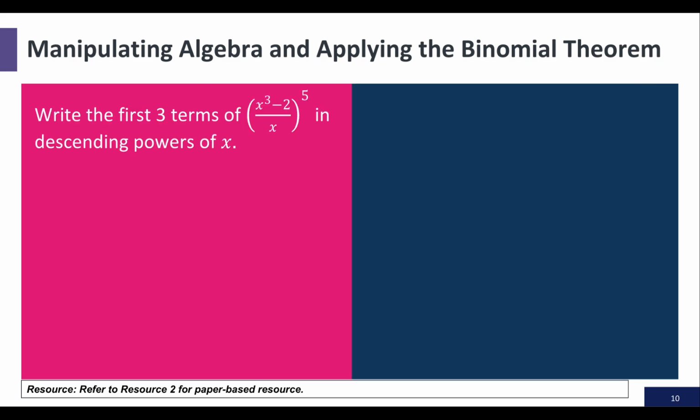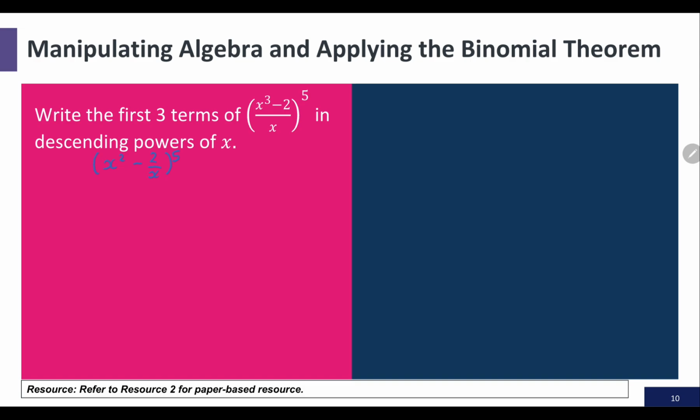Here comes another manipulated algebra question. So this time, write the first 3 terms of (x cubed minus 2), all divided by x, raised to the power of 5, in descending powers of x. So I just need to be careful about that descending powers of x. First thing I need to do is simplify it. So I'm going to divide everything by x. So I end up with (x squared minus 2 over x) to the power of 5.